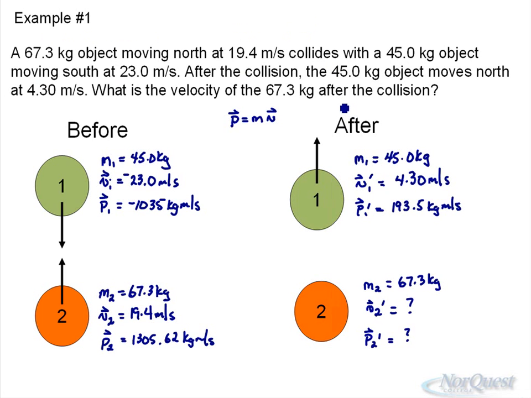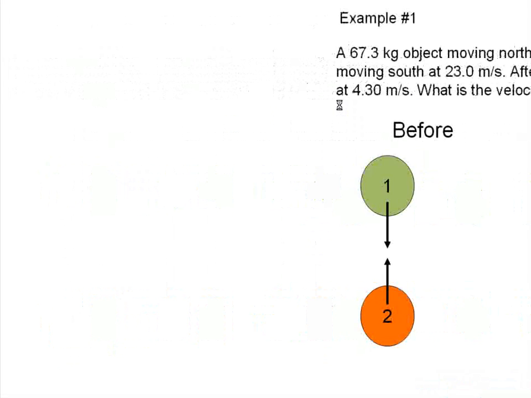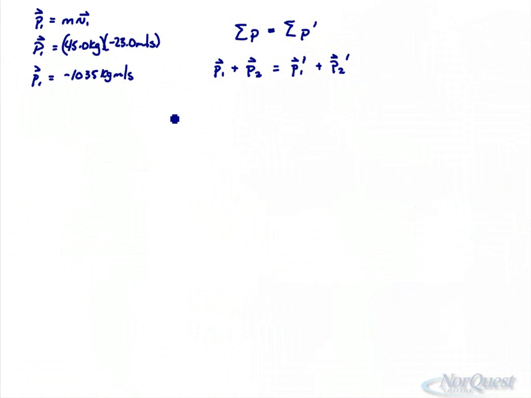So let's find that. Once we know its momentum, we can find its velocity. So we can go and manipulate for the momentum of object 2 after. That's going to be momentum of object 1 before plus momentum of object 2 before, subtract momentum of object 1 after equals momentum of object 2 after. We can put our numbers in. The momentum of object 1 was minus 1035 kilogram meters per second.